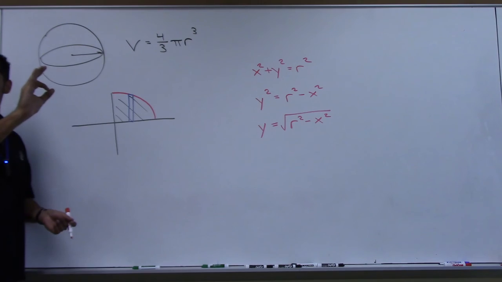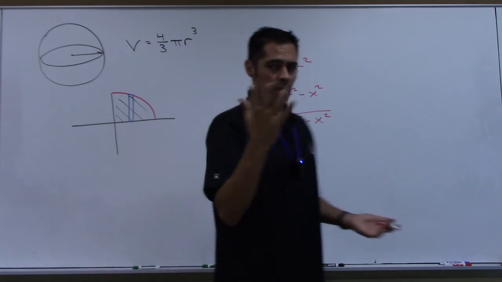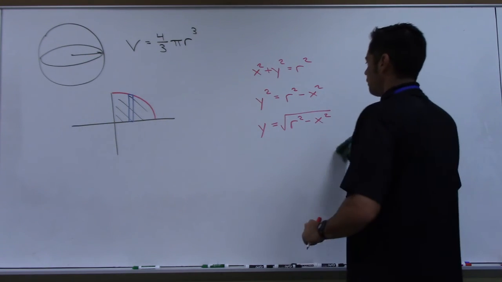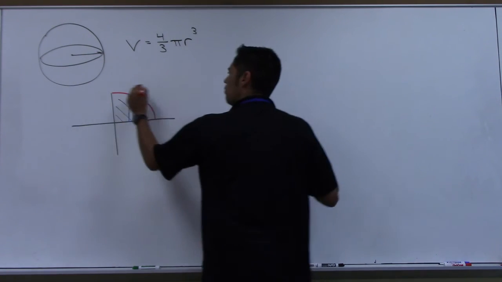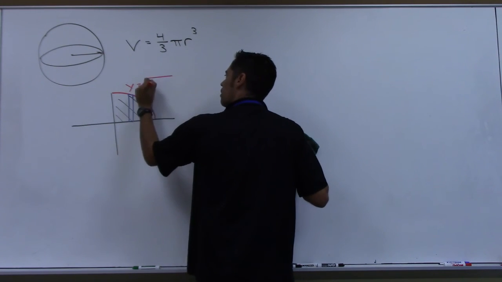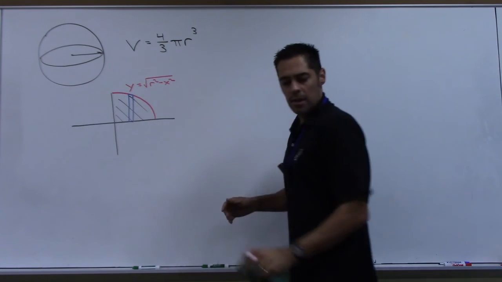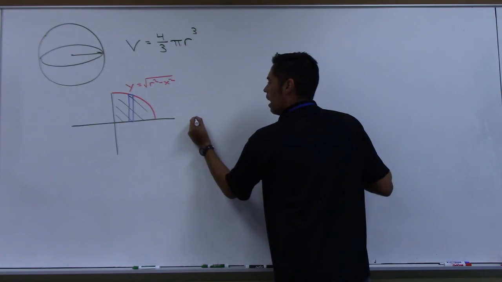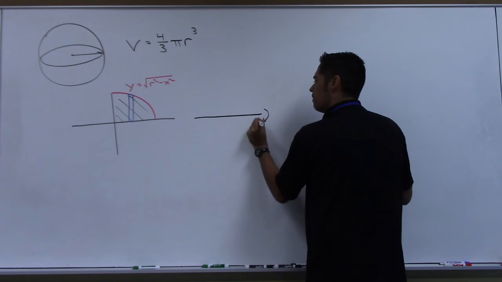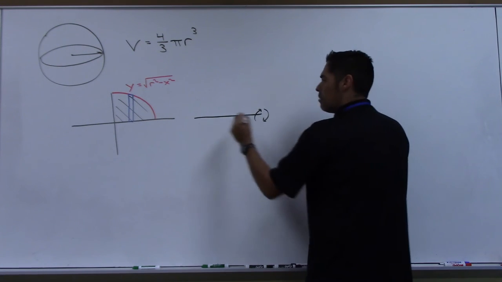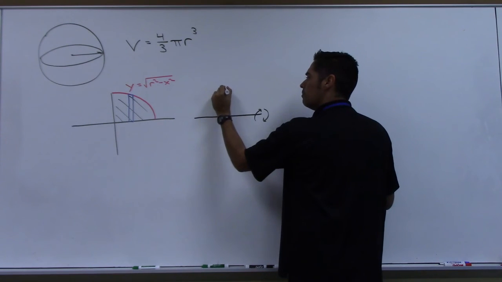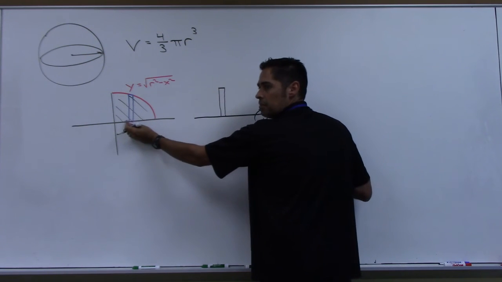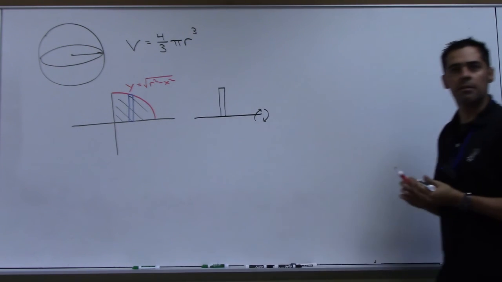R is a constant in this problem, right? R is fixed. X is a variable. R is fixed. So now that I've got that function written down, y equals square root of r squared minus x squared, I will come to the side. I will label my axis of rotation. I will draw my rectangle as it appears to me. And notice that the rectangle always touches the x-axis, doesn't it? That's why it's written that way.